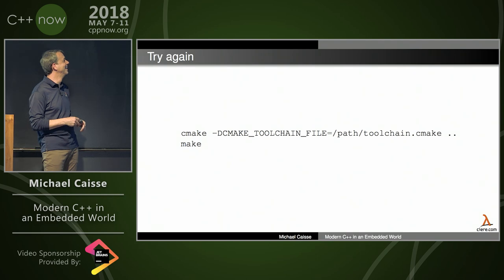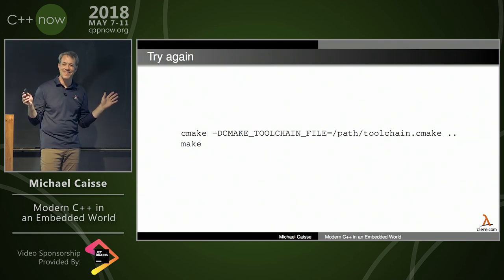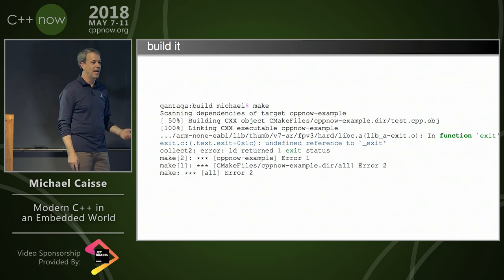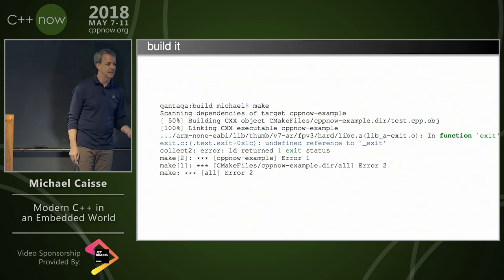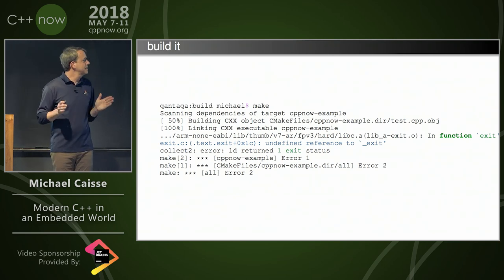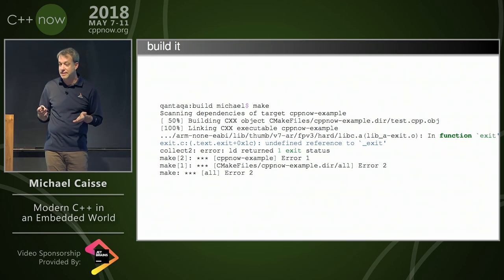Former employer. So now we're just going to go ahead and run that and type make. And then I get this as an output: you're missing this symbol called exit. All right, I'm making some progress, right? But the exit symbol, underscore exit, something needs to define that. It doesn't just happen.